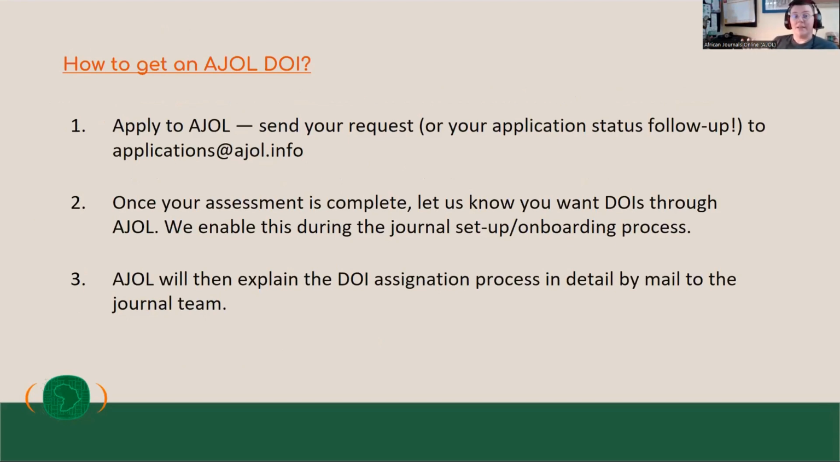So how do you get an AJOL DOI? Very, very simple. Ask us for one. Send your requests for membership of AJOL to applications@ajol.info. You will reach me. I am Kylie. If you would like your application followed up on, if I haven't processed you yet, please do feel free to email me as well. I apologize from the bottom of my heart for how long it takes.